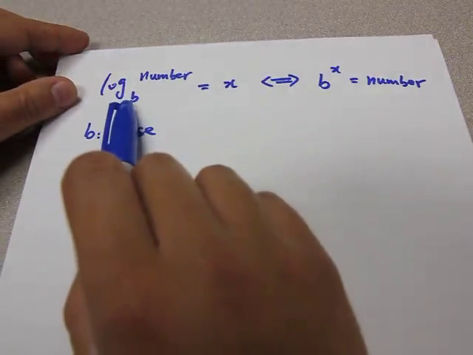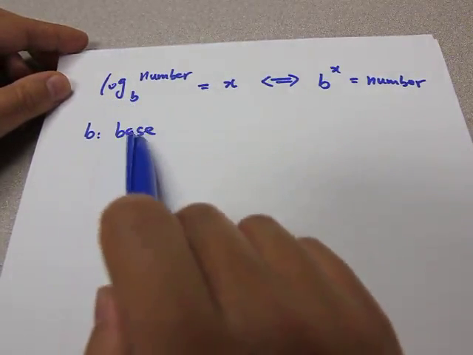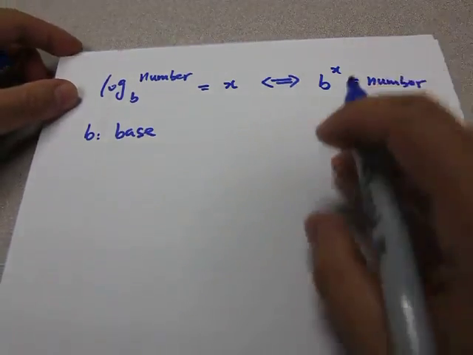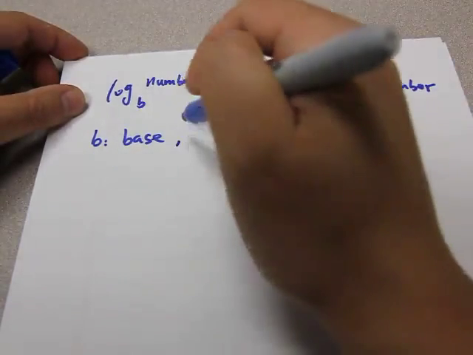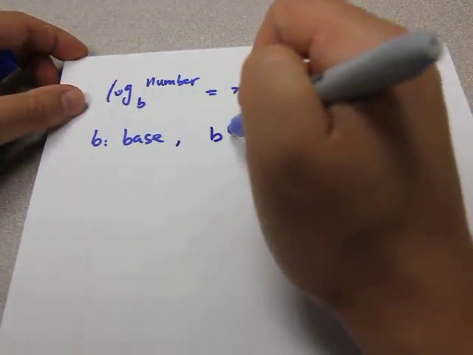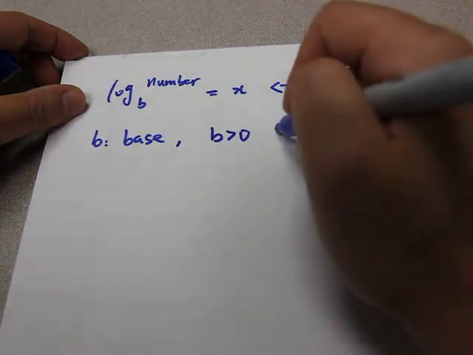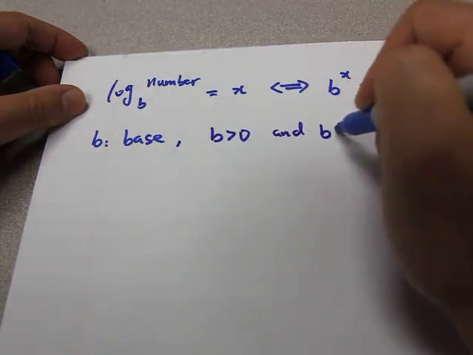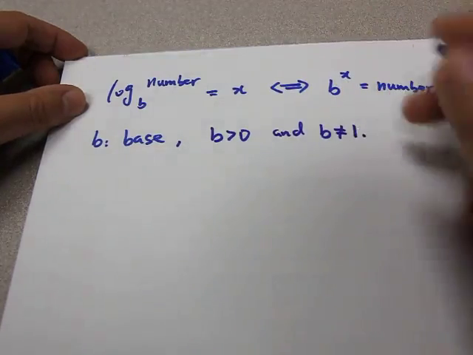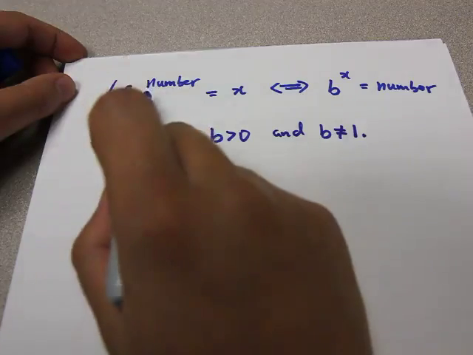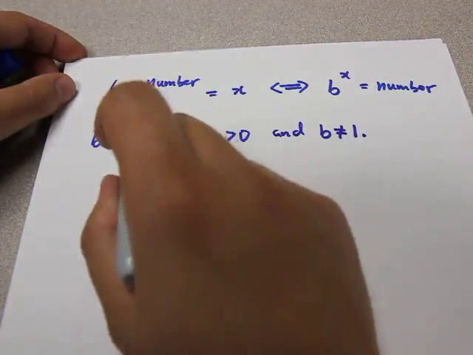Now, this b is called the base. And just like the base of an exponent, the base has to be a positive number and not equal to 1.